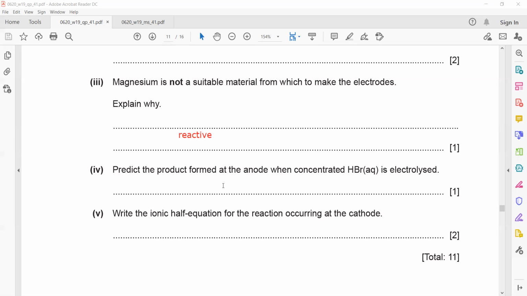Predict the product formed at the anode when concentrated HBr is electrolyzed. Concentrated HBr contains HBr and water. What will be the product at the anode? Bromine gas will be there. Write the ionic equation for the reaction that occurs at the cathode. At the cathode, hydrogen ions will move there, take 2 electrons, and change to hydrogen gas.